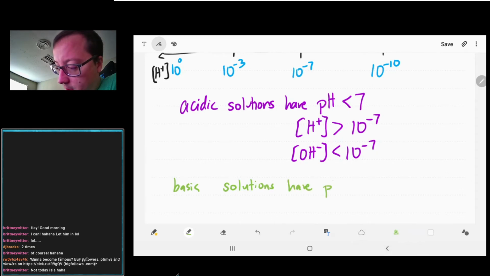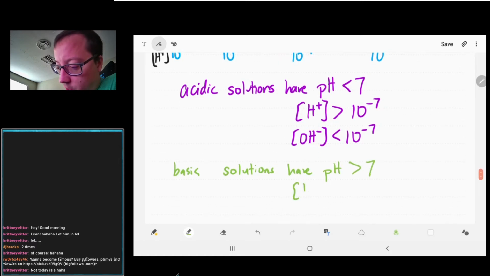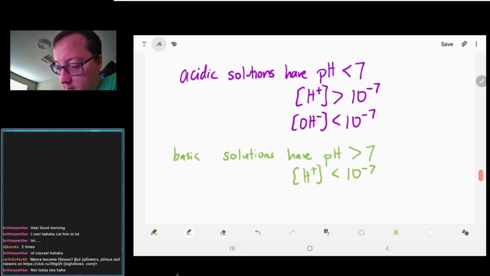So these are going to be pH greater than 7. We're going to see the H plus would be less than 10 to the minus 7, and your OH minus will therefore be bigger than 10 to the minus 7. So when stuff is neutral, all of these are 7, right?